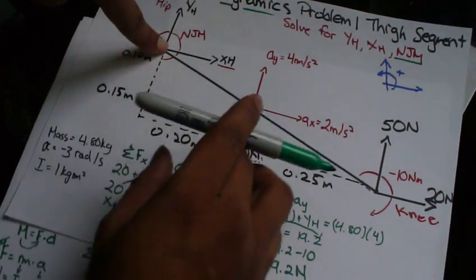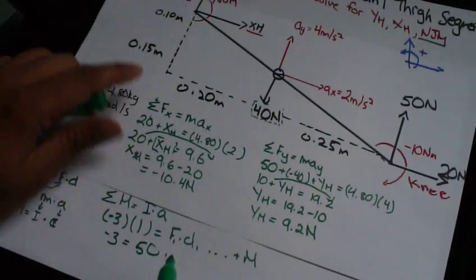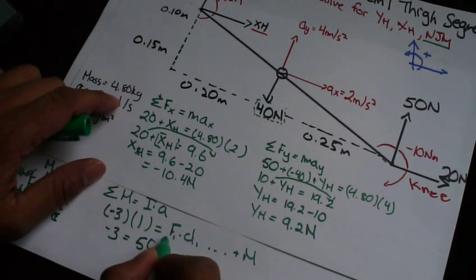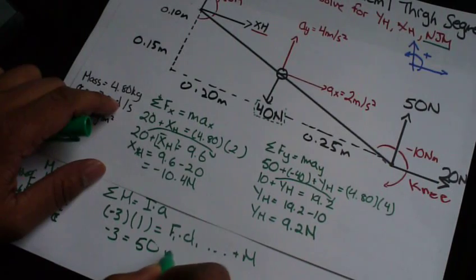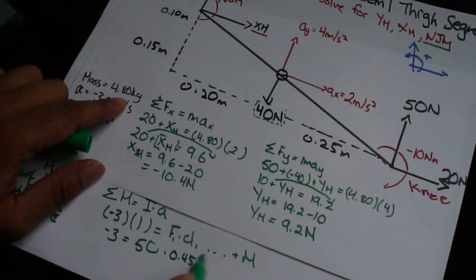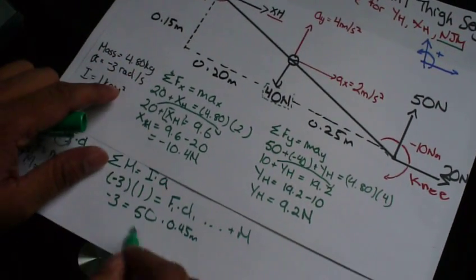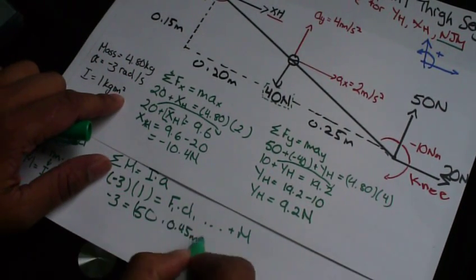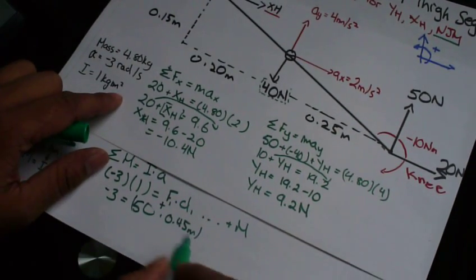And then you apply the 50 up, right? So 50 multiplied by 0.45 meters. That's one done. So we know this creates, you can bracket this and put that it creates a positive moment.